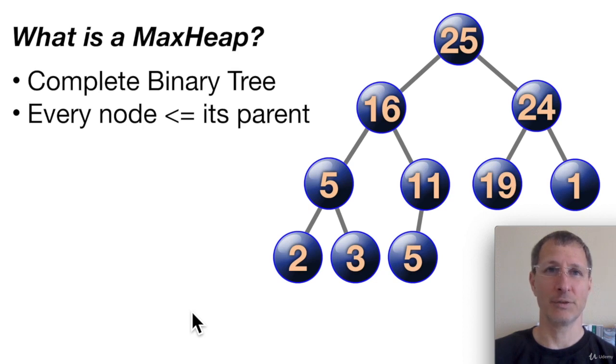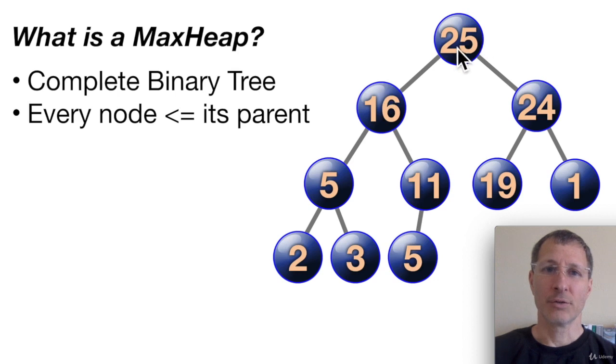And I know we haven't covered trees yet. That's going to be covered in section 5. But bear with me, I think you're going to figure this out pretty easily. So, the one condition of a max heap is that every node is less than or equal to its parent.